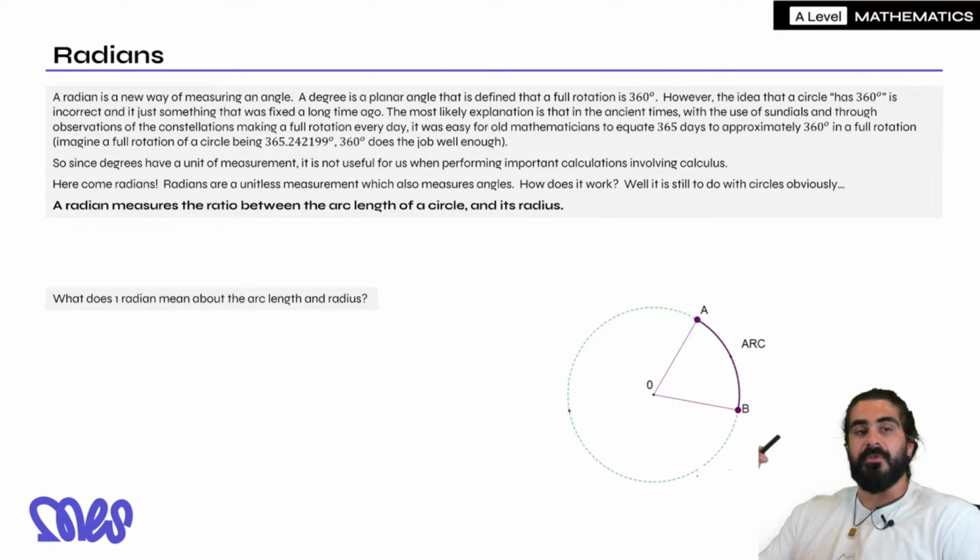It's still to do with circles, and the key definition is that a radian measures the ratio between the arc length of a circle and its radius.